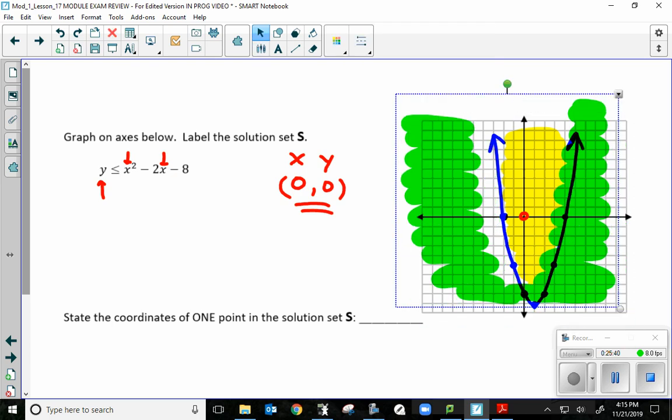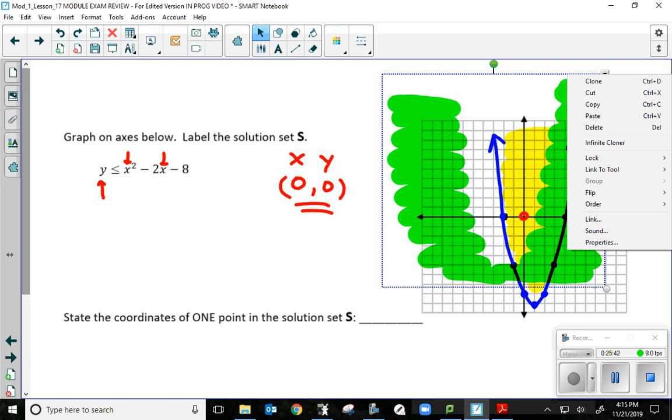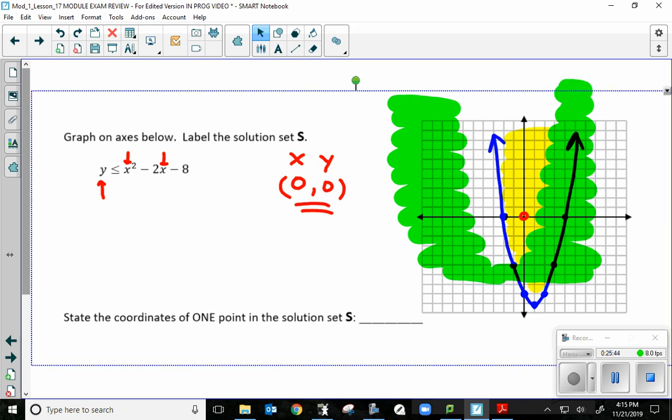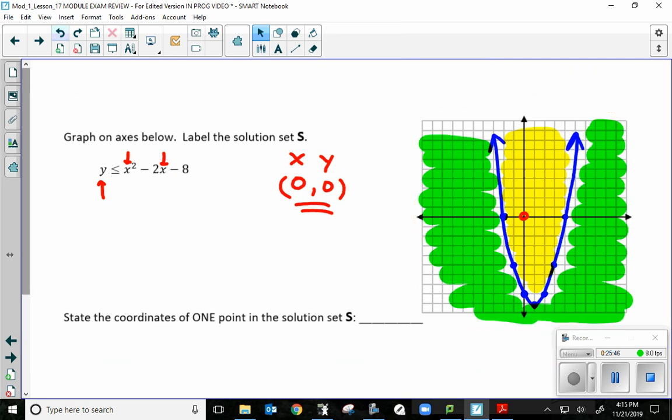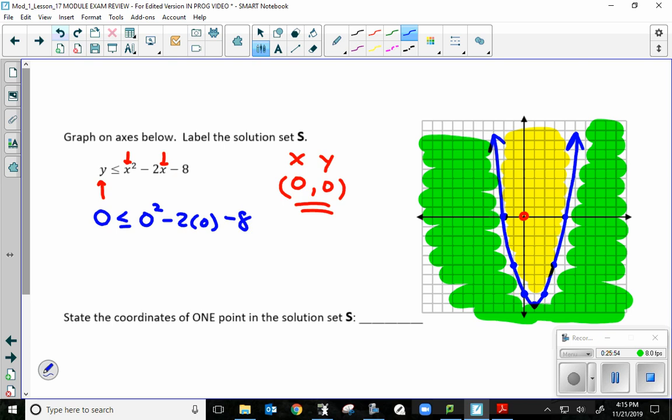So what I'm going to do here is, oh, yes, nice, it works. Well, you know what? Let's add a little suspense here. 0 for y. 0 for x squared minus 2 times 0 for x minus 8. So 0, bye-bye.